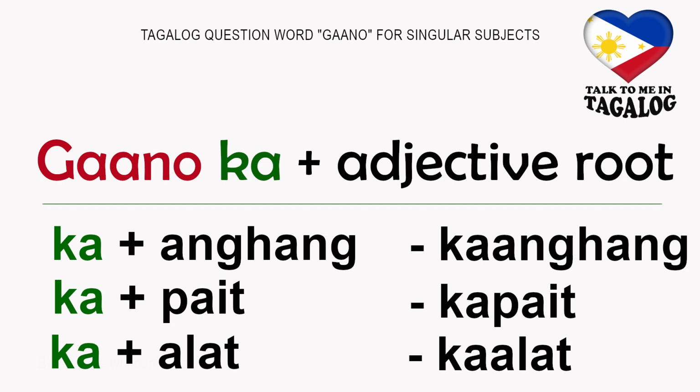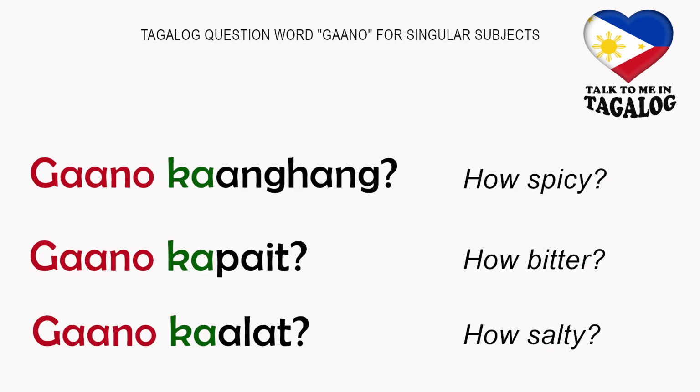The same goes for pait, which is the root word of mapait, meaning bitter. Ka plus pait becomes kapait. Then we have alat, which is the root word of maalat, meaning salty. Ka plus alat becomes kaalat. So we now have the phrases gaano kaanghang, which means how spicy, gaano kapait, meaning how bitter, and gaano kaalat, how salty.